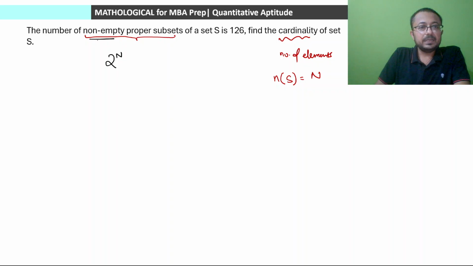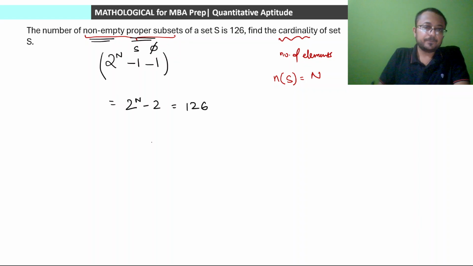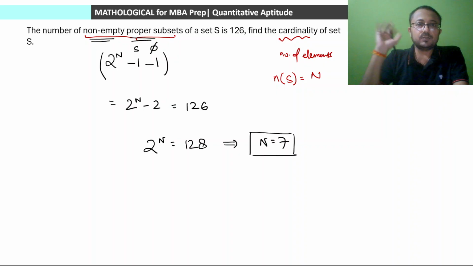And non-empty proper subsets: for proper subsets we subtract 1, that is the original set, and we also subtract 1 further for non-empty. 1 for the original set, 1 for the null set. So 2 to the power n minus 2 is equal to 126. And hence 2 to the power n is equal to 128, and hence n comes out to be equal to 7. Cardinality of the set S is 7. Not 127. 7 is the cardinality of this set. Are you clear? Okay.